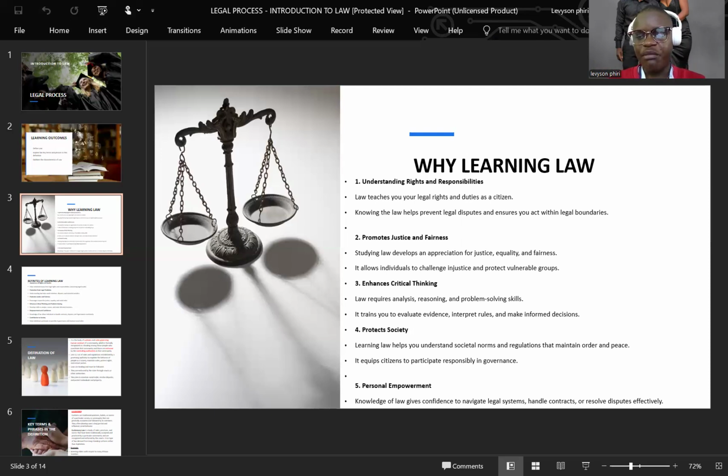Okay. Point number five, personal empowerment. You empower yourself by studying law. Knowledge of law gives confidence to navigate the legal system, handle contracts, or resolve disputes effectively. You'll be able to stand in as a legal practitioner for any injustice which is happening in the society.